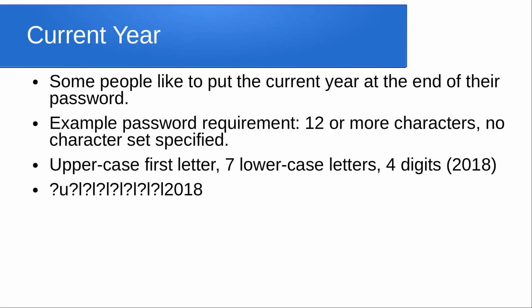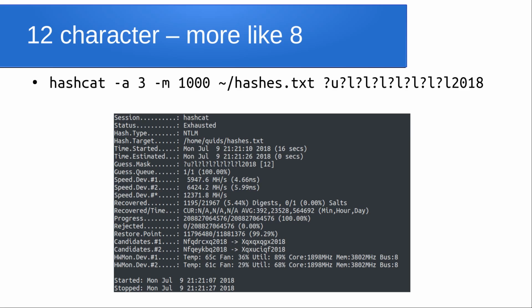Another item of predictability is some people like to put the current year at the end of their password. So for another example password requirement, we have 12 or more characters, no character set is specified, but people still fall back to using their defaults of an uppercase letter at the beginning, followed by 7 lowercase letters and 4 digits, 4 fixed digits being 2018. And that is the mask set for the above example. So we have a 12 character password being brute forced in 16 seconds. Yeah, that's not 12 characters. That password's 8 characters.